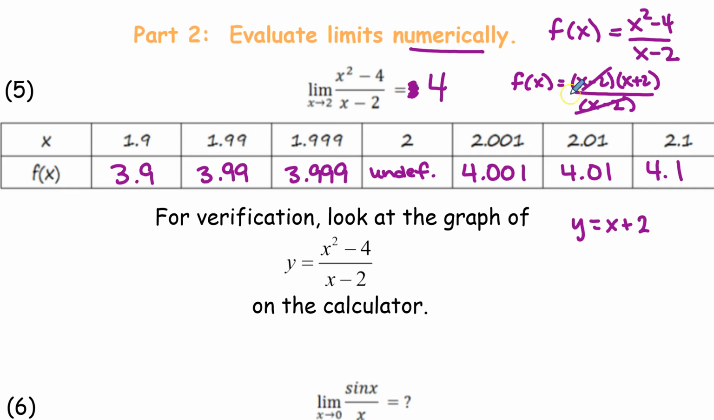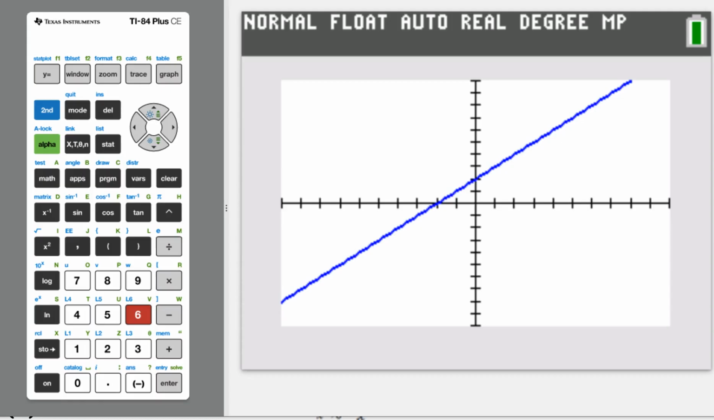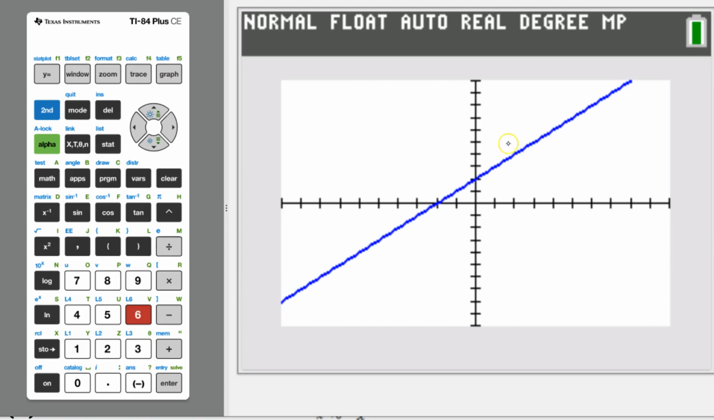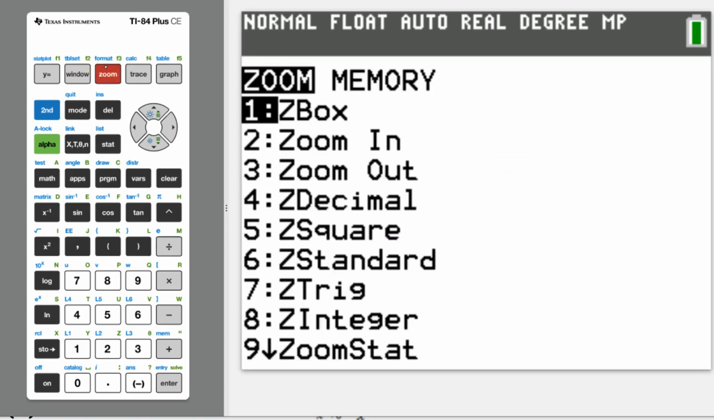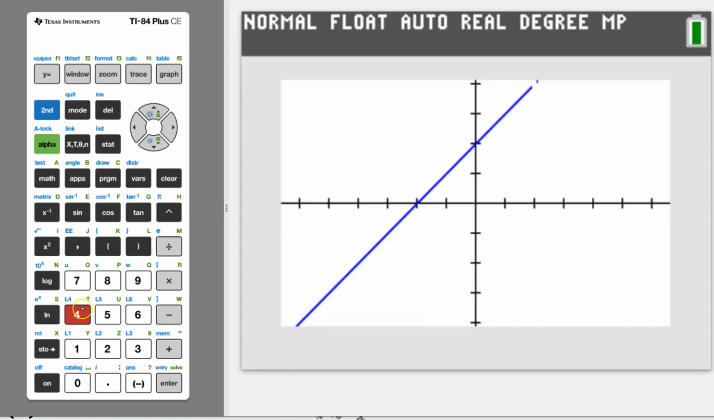However, because of canceling those factors, there's a hole at x equals 2. So the hole is at (2, 4). So what we should be seeing is a line with a hole in it. Now, we don't actually see that hole in this particular view, but if I do a different zoom, like a zoom decimal, let's see if that makes a difference.